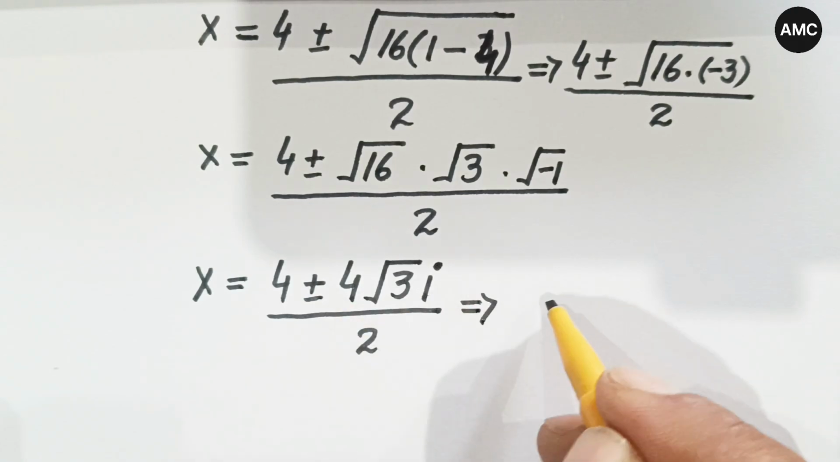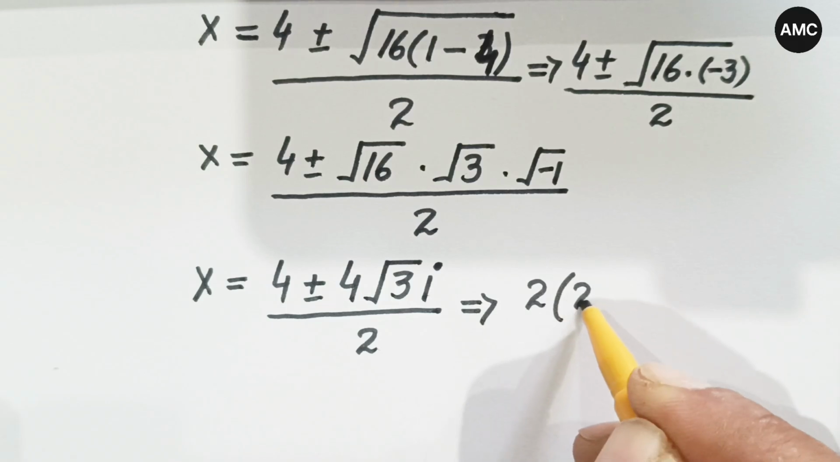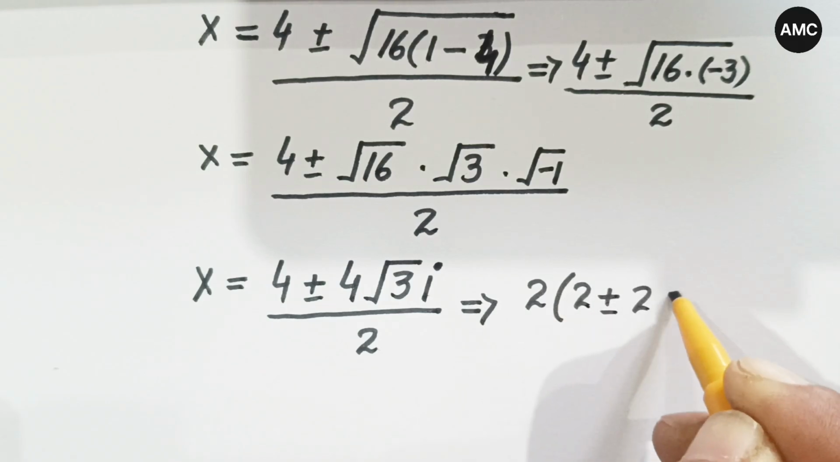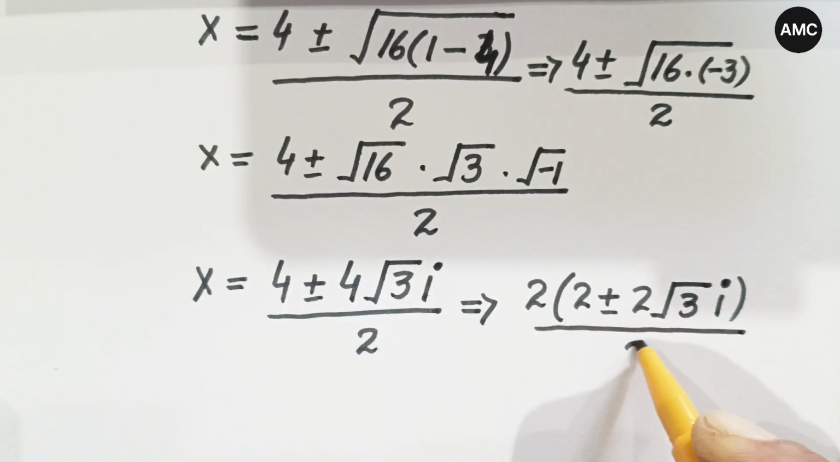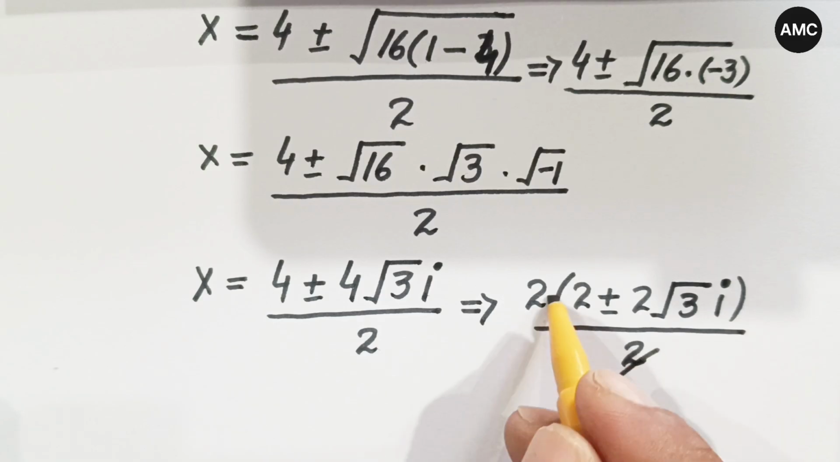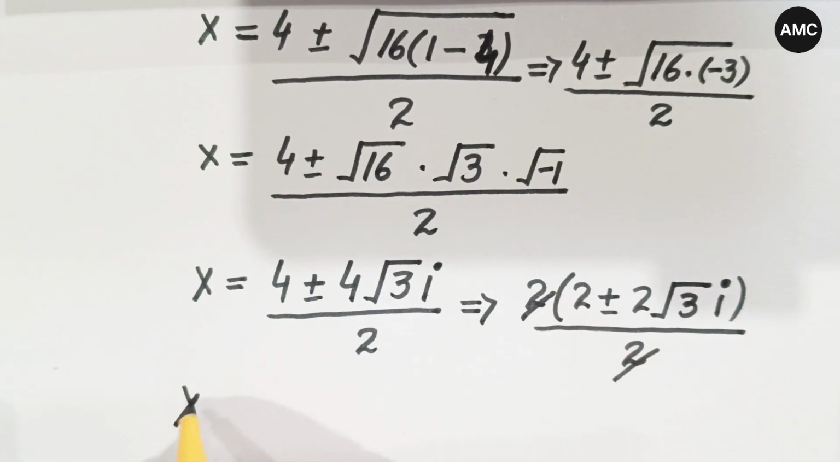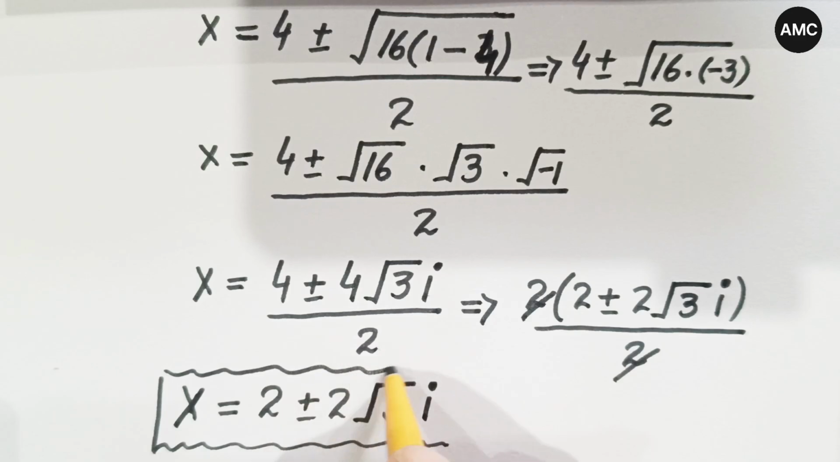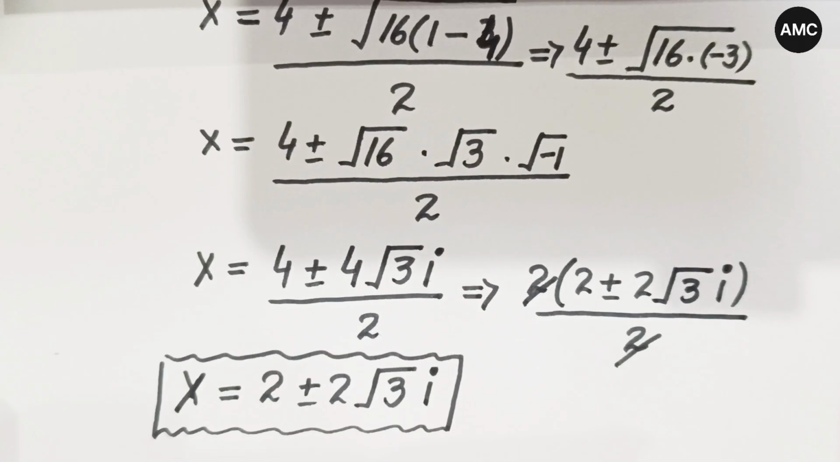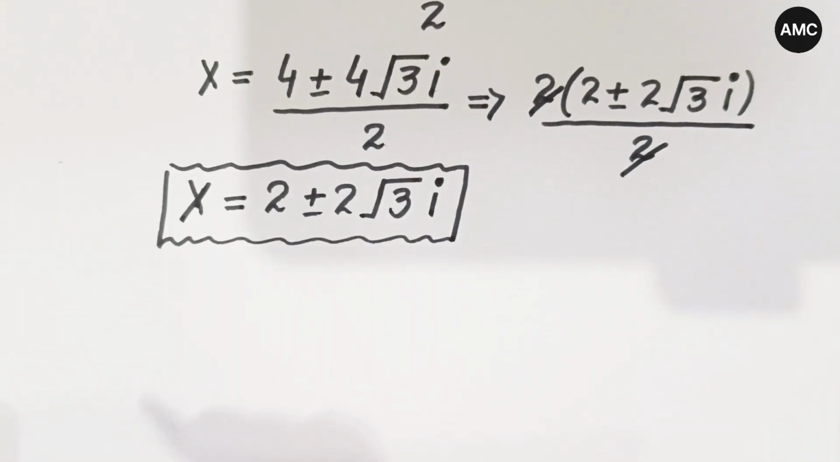Now if we take 2 as common, inside the bracket we will get 2 plus minus 2 times square root of 3 i, all over 2. So this 2 is cancelled out with this 2. We get the final value of x, that is x is equal to 2 plus minus 2 times square root of 3 i. So these two values are complex values of x. Now we get three solutions from equation 1. Now we are going to recall equation 2.